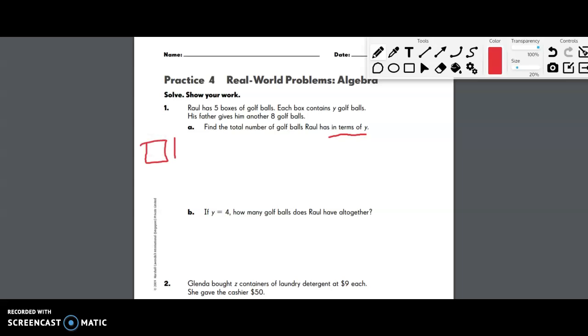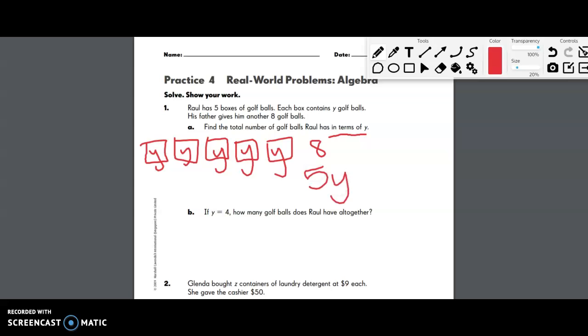Now I know I have 5 boxes, and I know that each box has Y in it. I also know he has another 8, okay, that apparently aren't in a box or whatever. So I'm going to write the total, but I'm just going to write an expression. Now I could write Y plus Y plus Y plus Y plus Y plus 8, or I can say, okay, there's 5 times Y in each one plus 8 represents how many golf balls that Raul has. That's my answer for A, because it says in terms of Y, so it's okay that I have a Y in there.